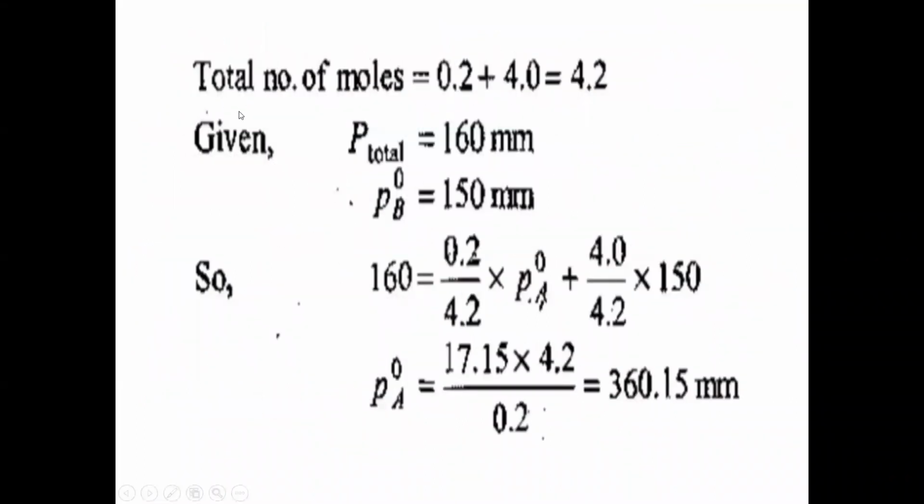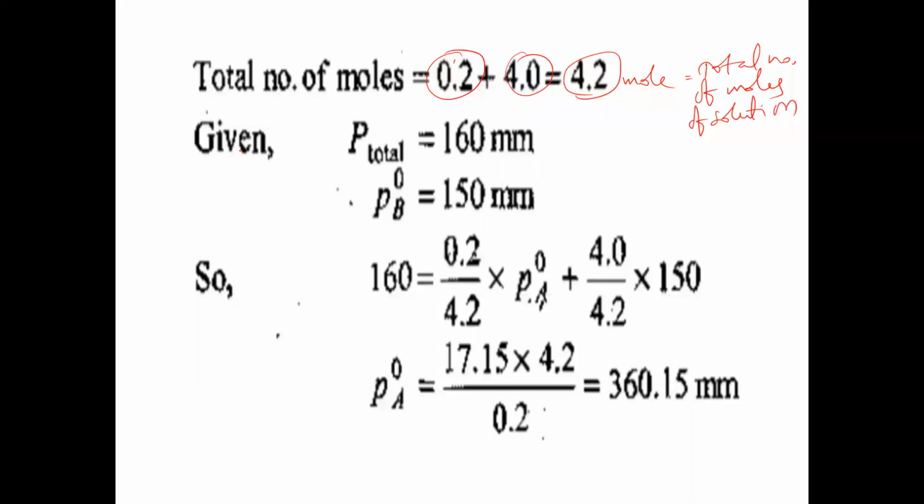Now, total number of moles. Total number of moles of A and B. The moles of A is what? 0.2 moles. And the number of moles of B, how much? 4. Number of moles of water, 4 moles. Number of moles of liquid A, 0.2 moles. Totally, how many moles here? 4.2 moles. 4.2 moles is the total number of moles of the solution formed.